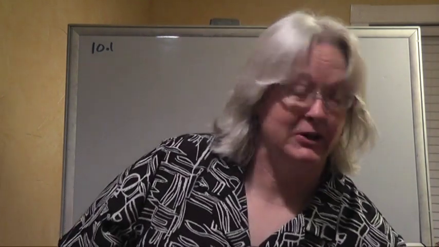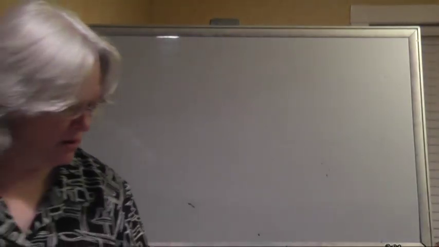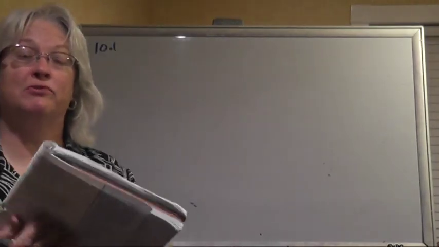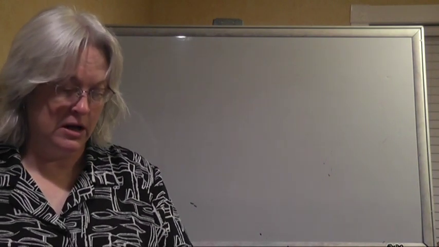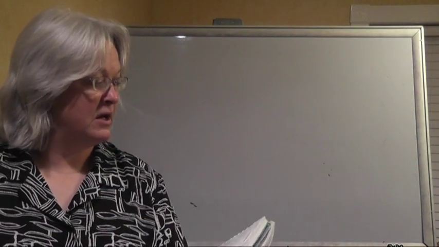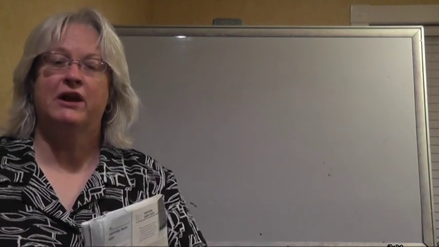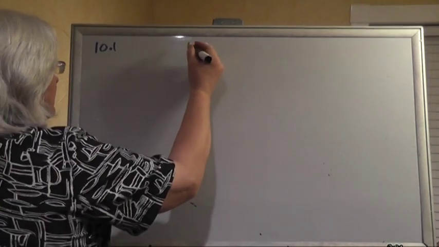And let's go ahead and look at section 10.1. We are on page 396 of Bob Jones University Press, Algebra 1. This is section 10.1. And the first question that they're going to ask us here is, find the square root of 7 to the nearest tenth.